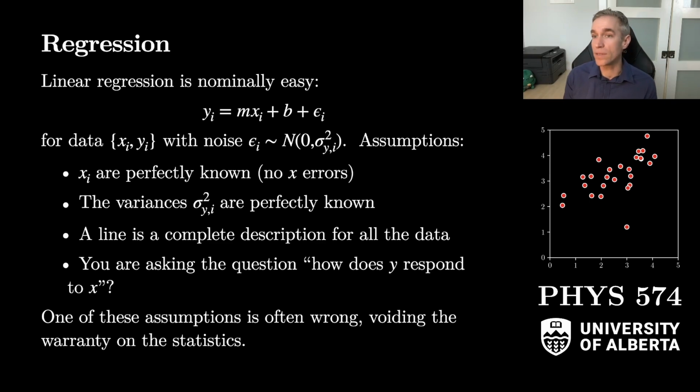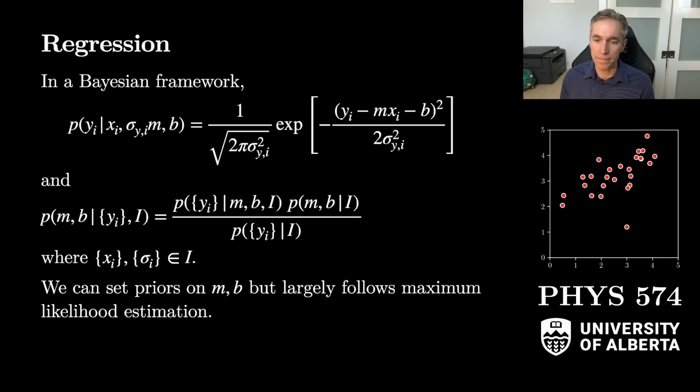But one of these assumptions is often wrong, and that just voids the warranty on the analysis that we're doing in regression. And that's normally okay because you get a reasonable looking fit, but your ability to do things like interpret the probability of correlation, for example, the R coefficients for these, those don't necessarily turn into the probabilities that the frequentist tables will tell you are actually true. And this is where it becomes a little bit more useful to cast this into a Bayesian framework.